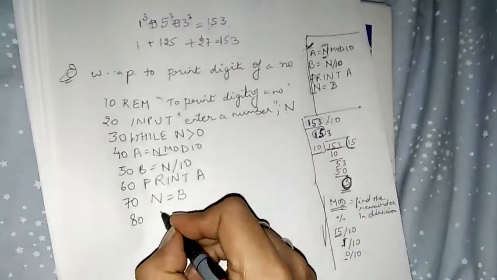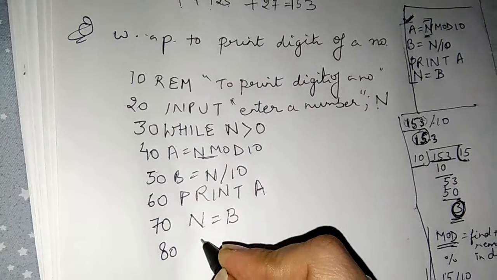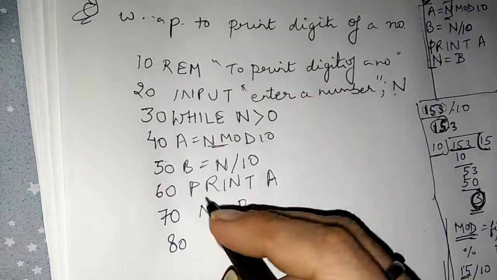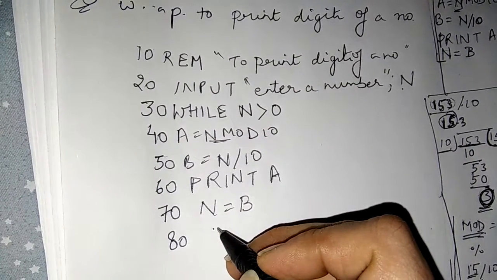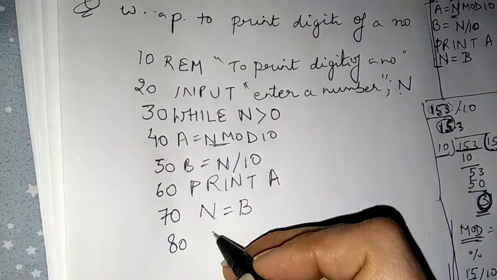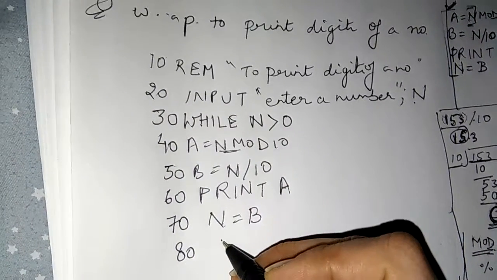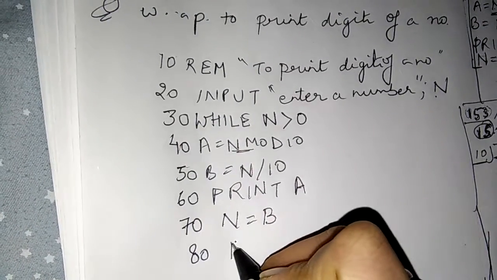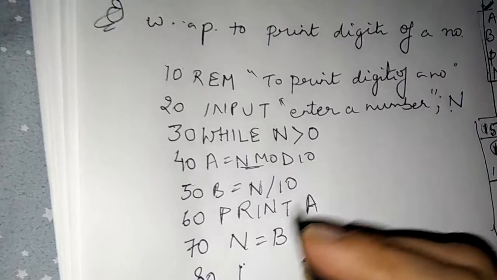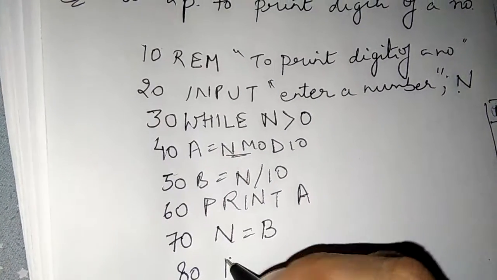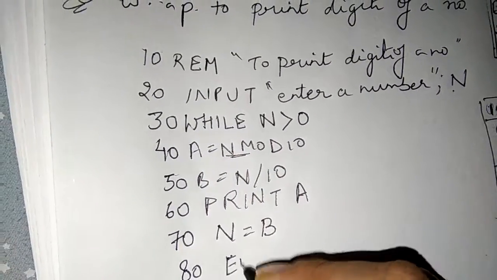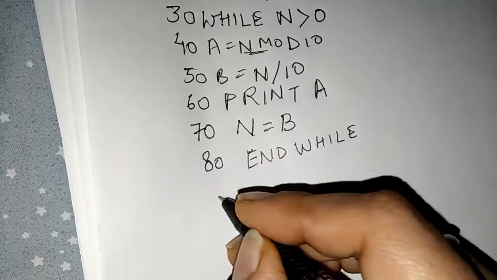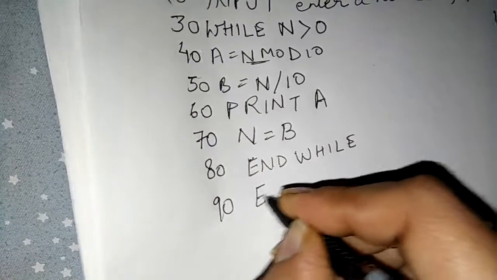Line 80, now repeat. And now end. End of while. Line 90 is end.